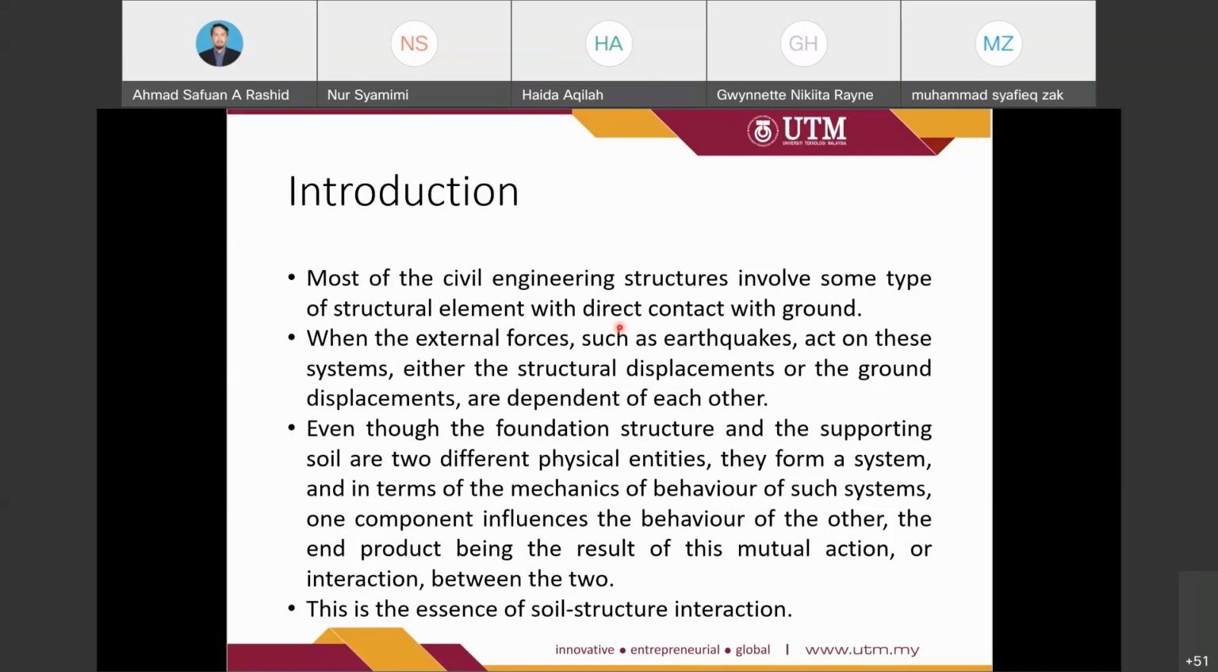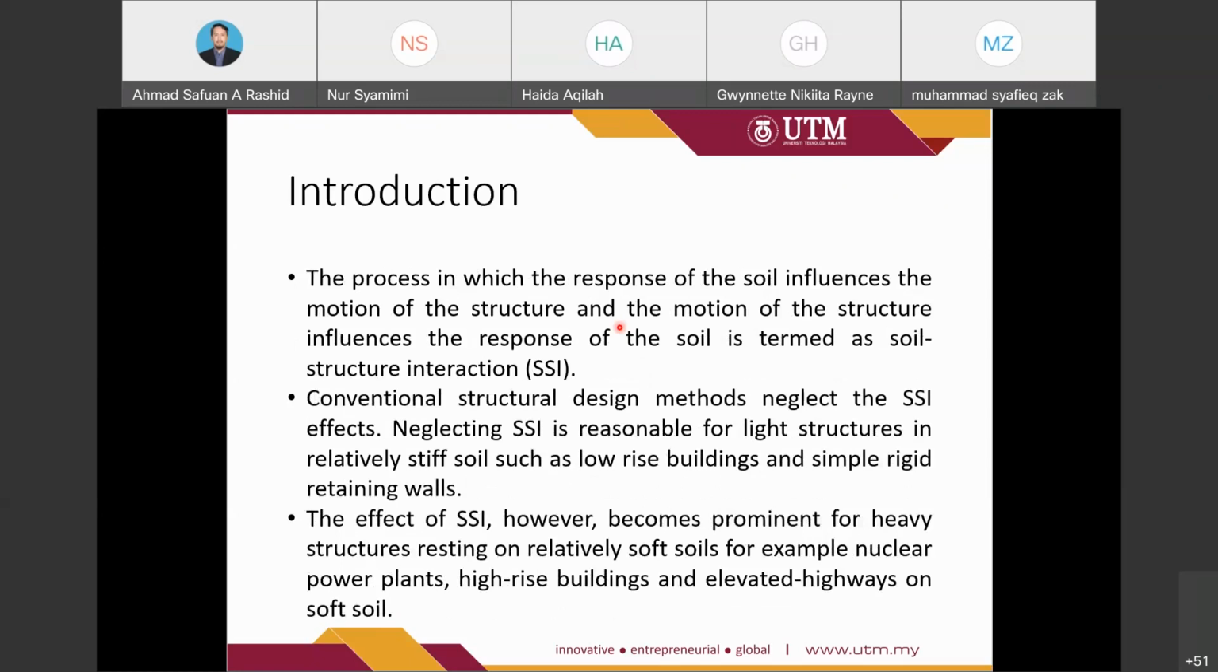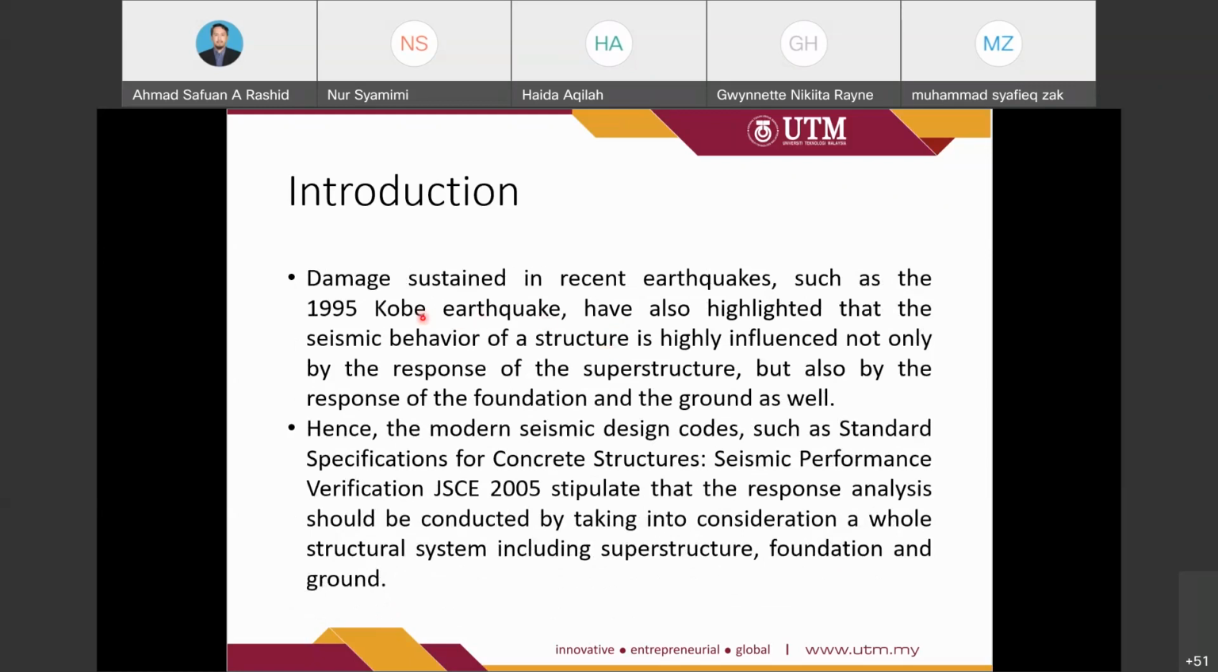Previously, most designers did not include this kind of soil structure interaction in their design. Right after the Kobe earthquake event in 1995, if I'm not mistaken, they improved the standard to include soil structure interaction in their design.